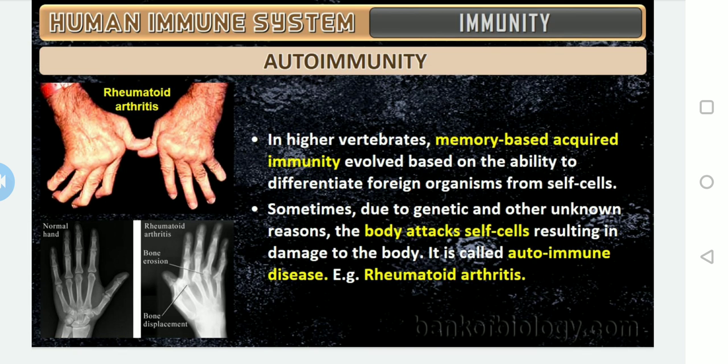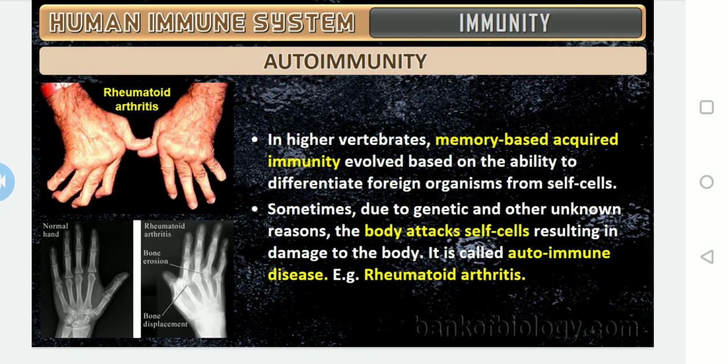Okay, so very best examples are rheumatoid arthritis and multiple sclerosis. So these are some of the common autoimmune disorders found in human beings. Okay, so let it be.